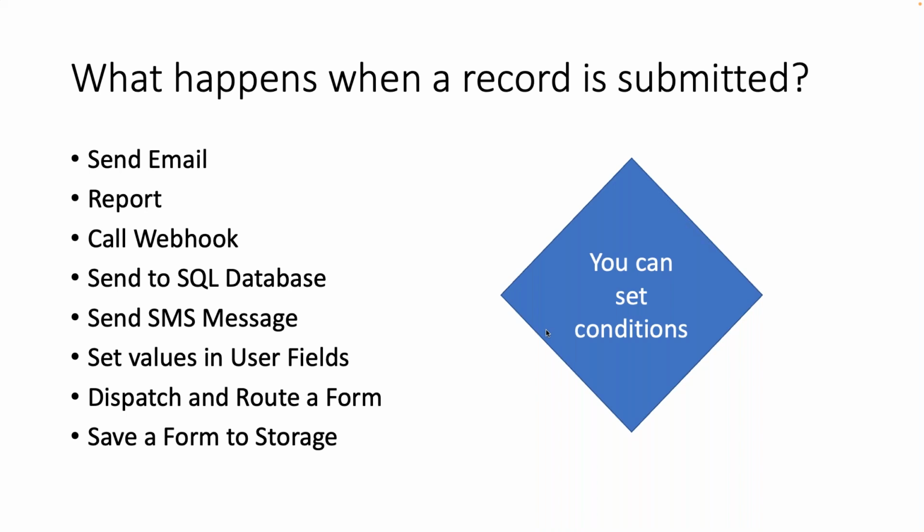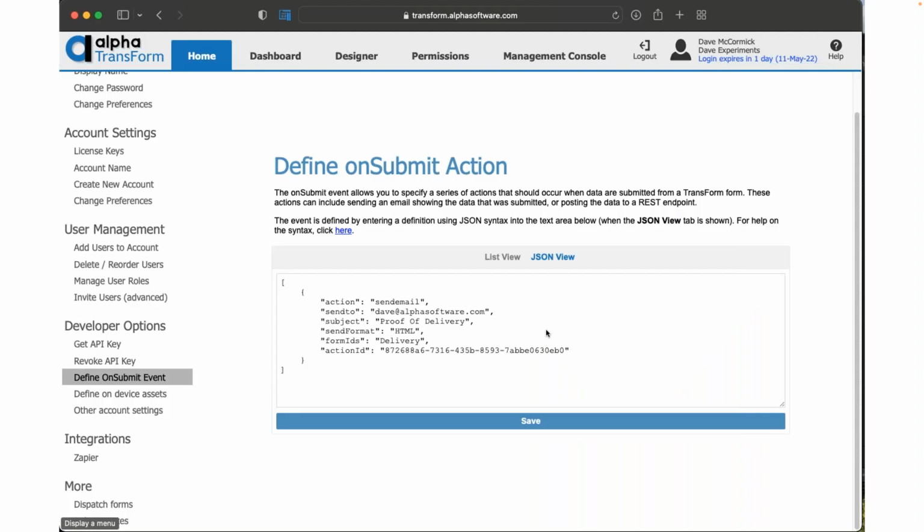And in addition to all of these options, Alpha TransForm also integrates with Zapier, which is a third-party service that lets you connect TransForm to hundreds of other popular systems, maybe thousands of other popular systems. And we've done a few TransForm Tuesdays on that, which you can find on our YouTube channel if you are interested. So let's talk about the OnSubmit events.